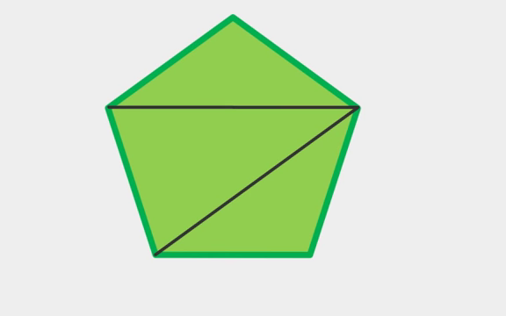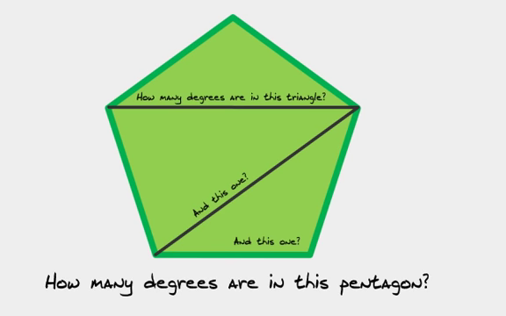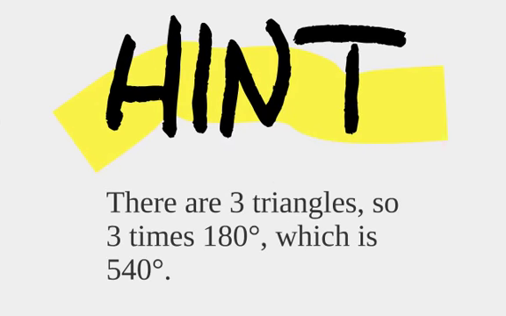Now, with this, why don't you consider how many degrees would be in it? Can you figure it out just by looking at the triangles there? How many degrees are in that top triangle? And the bottom one? And the bottom one? Well, in total, have you figured out how many degrees there are in this pentagon? Alright, there are 3 triangles, so 3 times 180 is 540. So in this pentagon, there's 540 degrees.